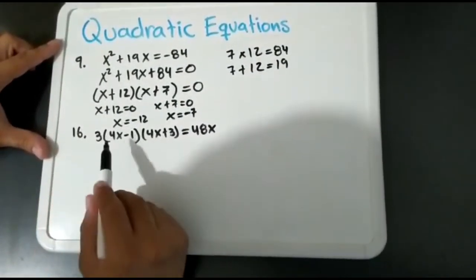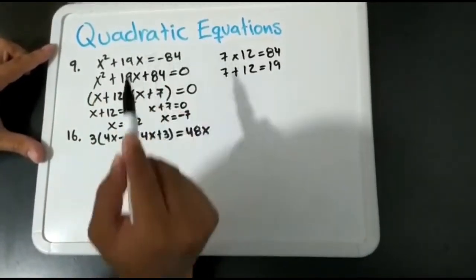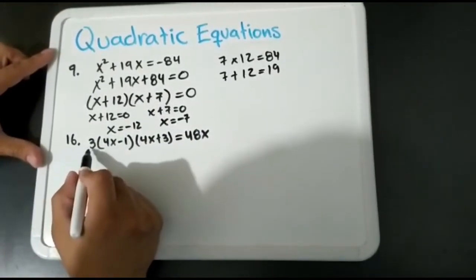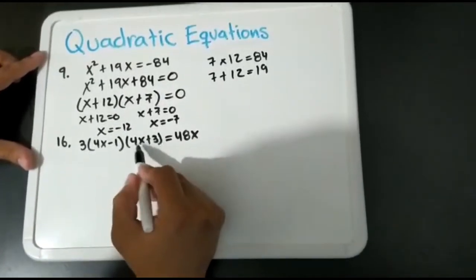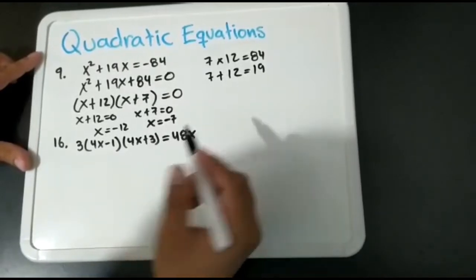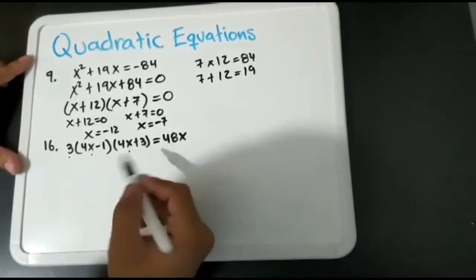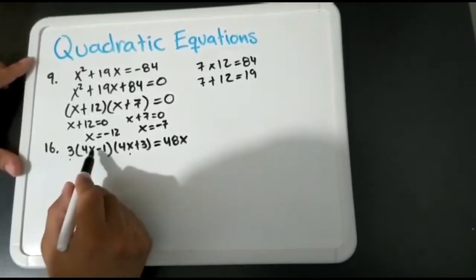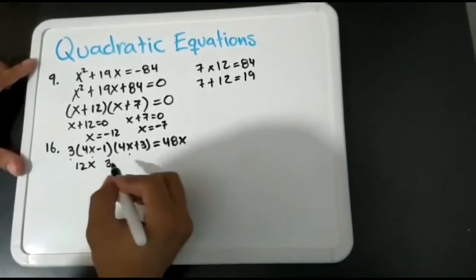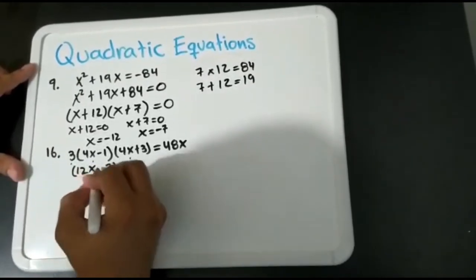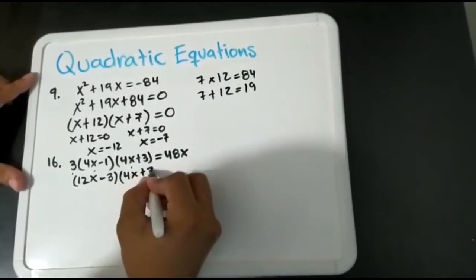Exercise 16. In this case, we have operations before the quadratic function. We have this 3, that is an expression. We have 4x minus 1, that is another expression, and x plus 3, that is another expression. For that reason, if we have three expressions, we will need to multiply them first. We're going to multiply 3 times the first one. 3 times 4x is 12x, and 3 times 1 is 3. We're going to put it in parentheses because we haven't broken the parentheses, and we're going to put the other parentheses in the same place.